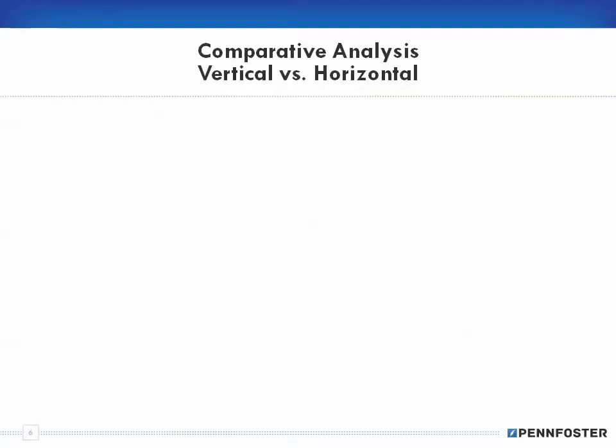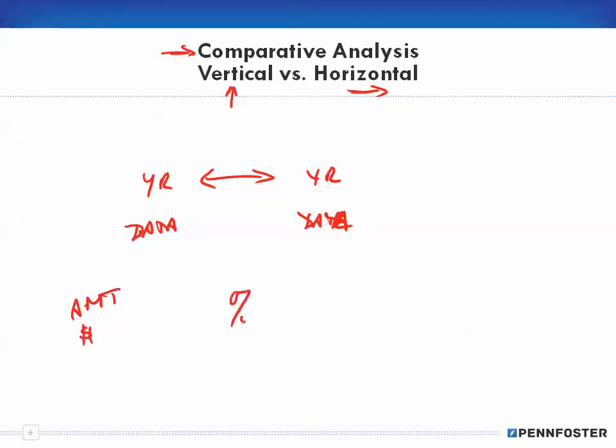Okay, the next item is the comparative analysis, vertical versus horizontal. The keywords here are comparative and vertical versus horizontal. Comparative means you are comparing one year against another year, or one set of information versus another set of information. The information can be presented in a fashion that represents amounts, being dollar amounts, or in percentages.